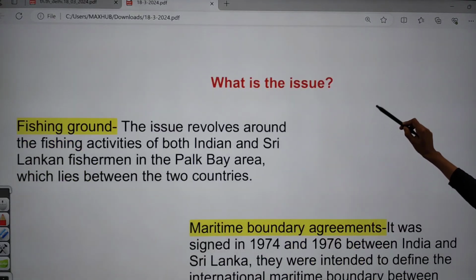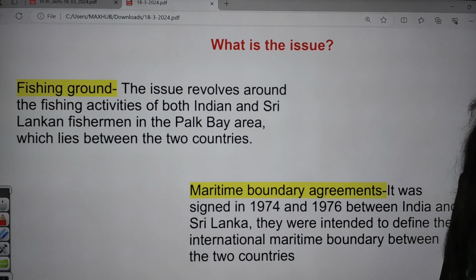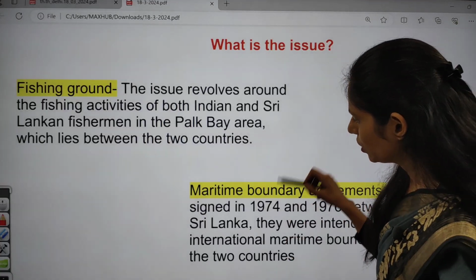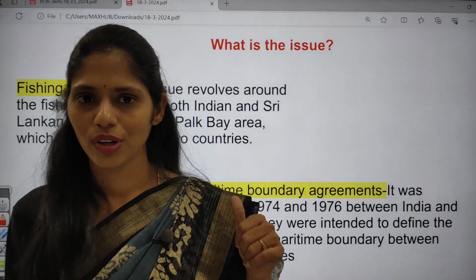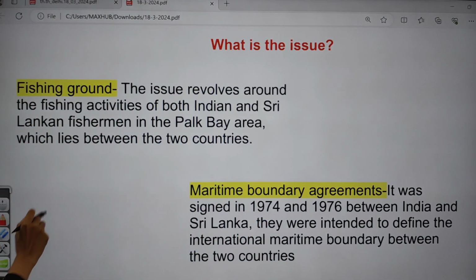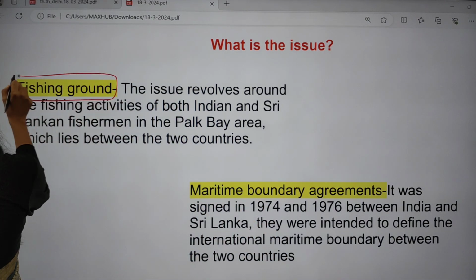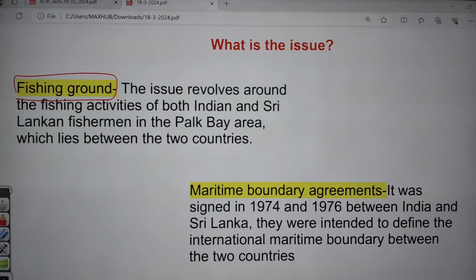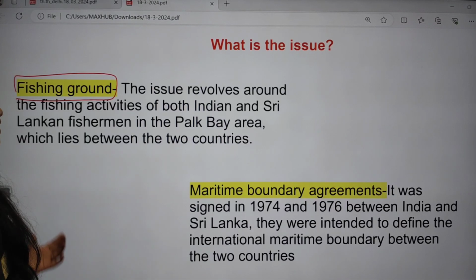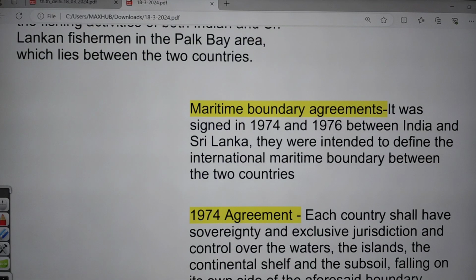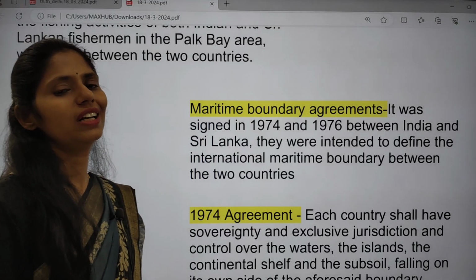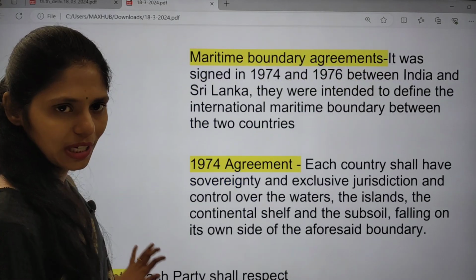Now let us see what the issue is between India and Sri Lanka regarding these fishermen. If you know this, you can write a very good mains answer with the map that I have shown. The fishing grounds are one important issue. The issue revolves around the fishing activities of both Indian and Sri Lankan fishermen in the Palk Bay area. We signed maritime boundary agreements in 1974 and 1976, but there is no proper definition of the international maritime boundary line between the two countries.